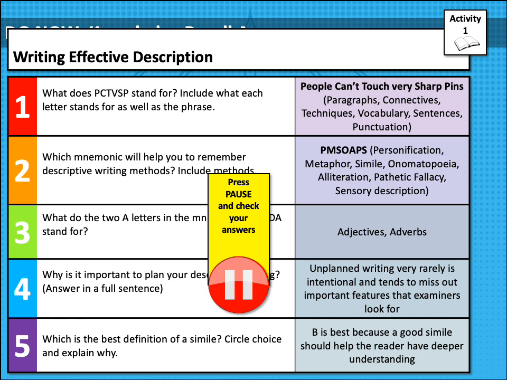Press pause and check your answers. Press unpause when you're ready.